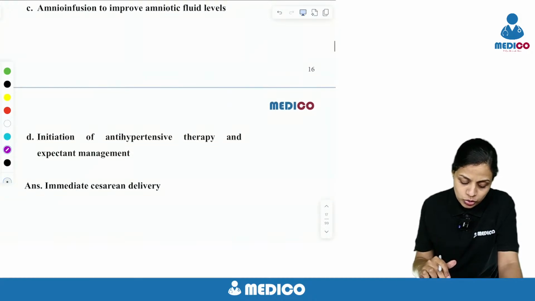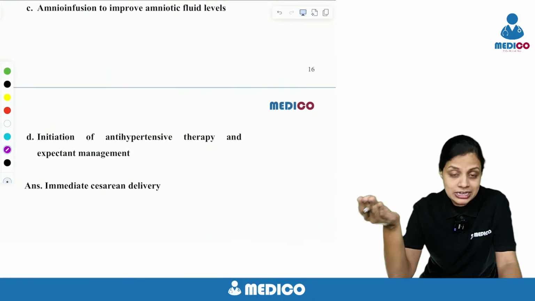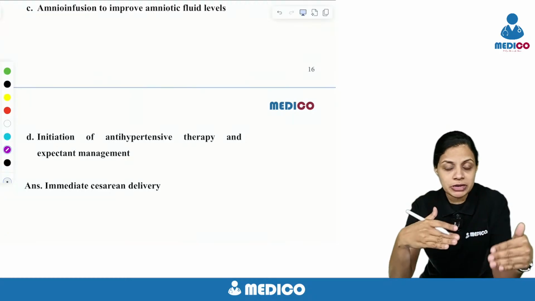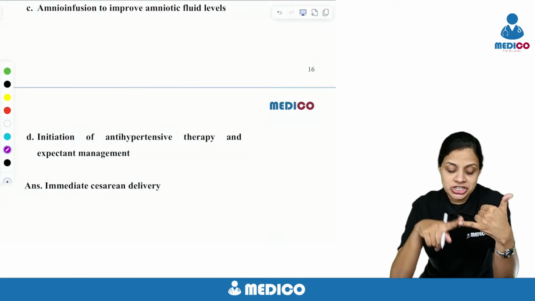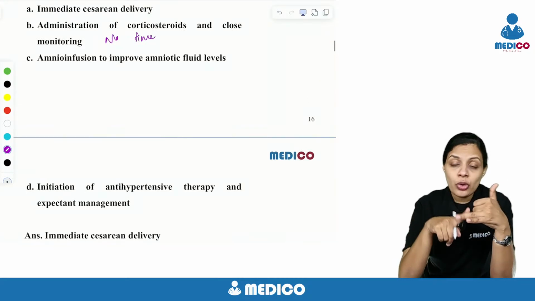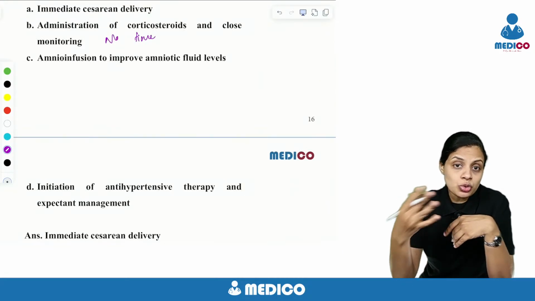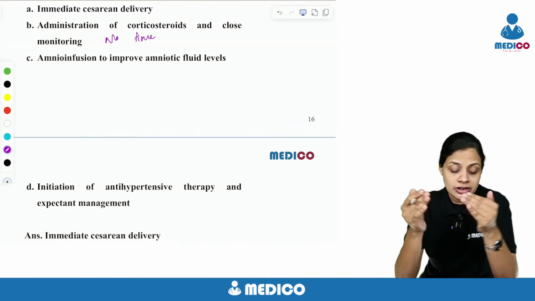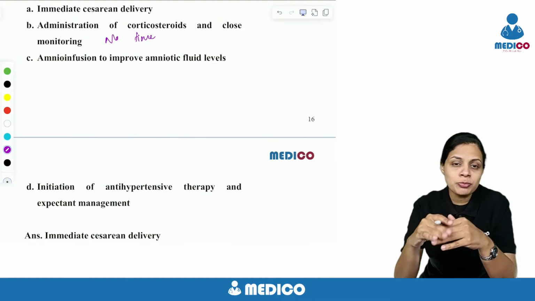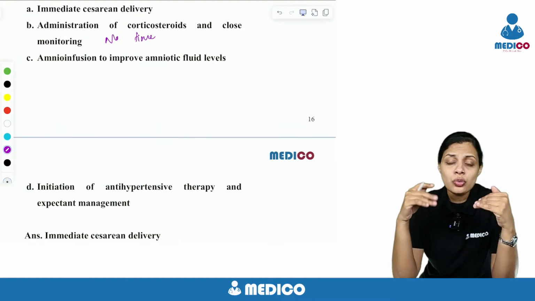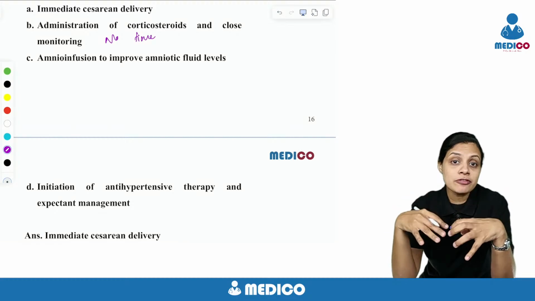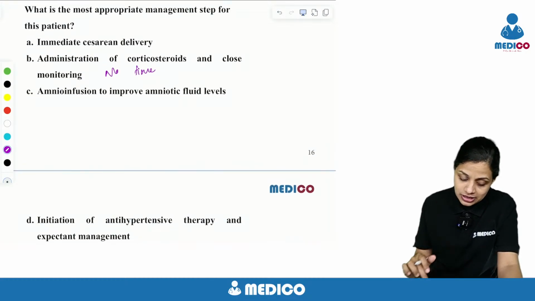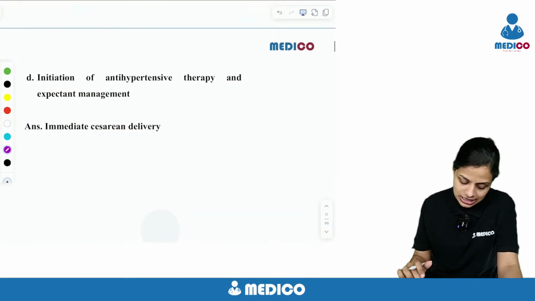What about amnioinfusion or initiation of antihypertensive therapy? Because they have given a lot of distractors in the question, like hypertension and low AFI, you might be tempted to pick that answer, but no, they have mentioned ductus venosus Doppler. There is a change in the ductus venosus Doppler. You don't have to think twice. Always go for whatever is helping for an immediate delivery, immediate termination of pregnancy, which here in this answer is immediate cesarean delivery.